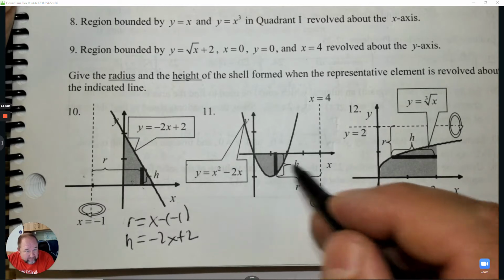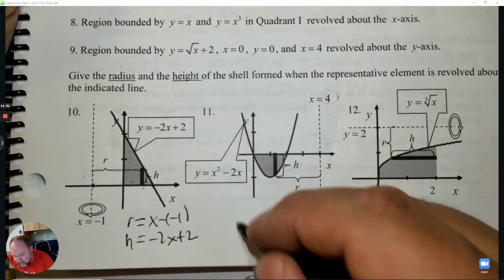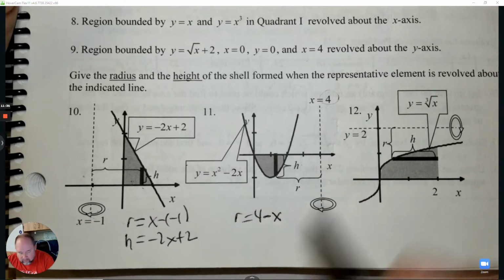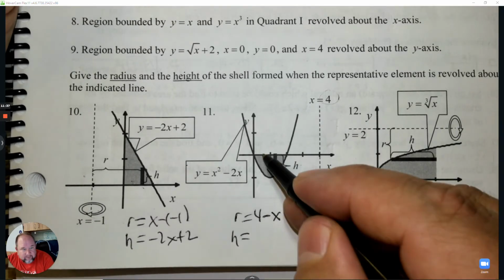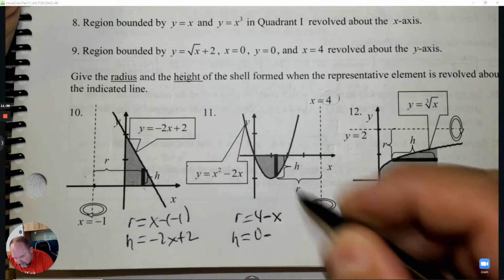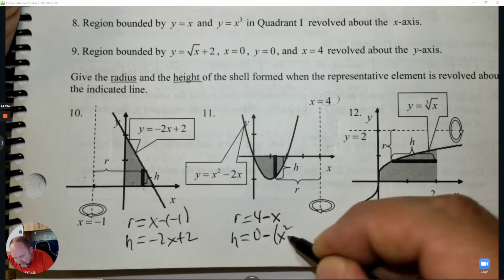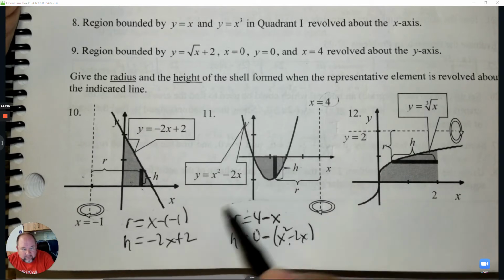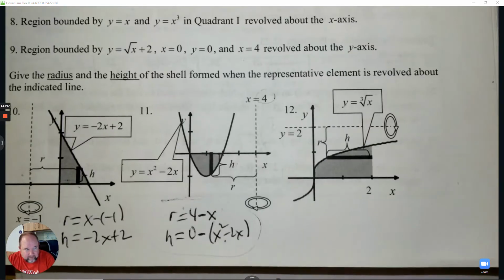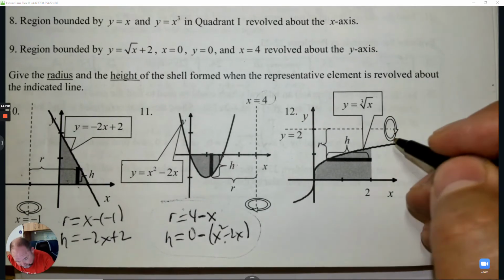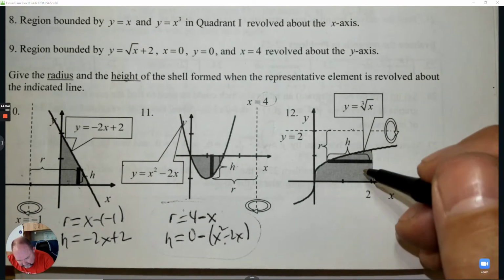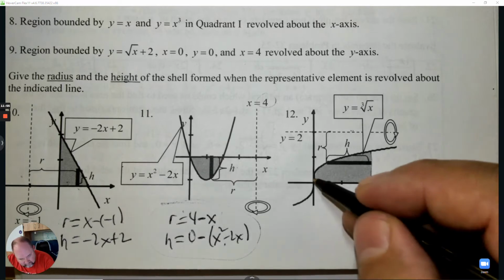Here, the radius here, around this line, again, we're going to go right, subtract left. In this case, the left is just the x coordinate. The height here, the top, which is 0, subtract the bottom, which is the curve, x squared minus 2x. So right, subtract left, top, subtract bottom to find the values. The radius, right, subtract left. This is just the x coordinate.